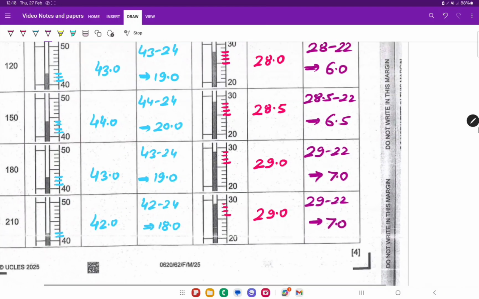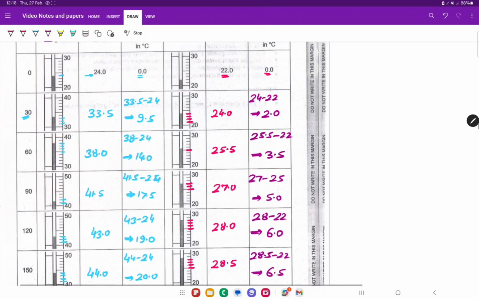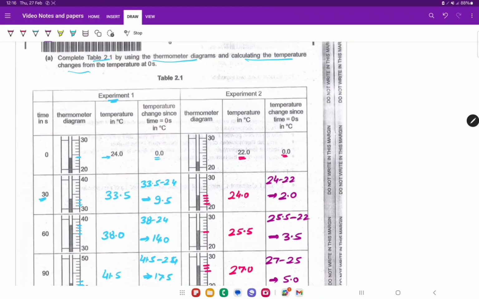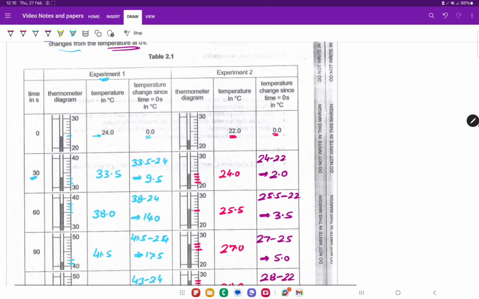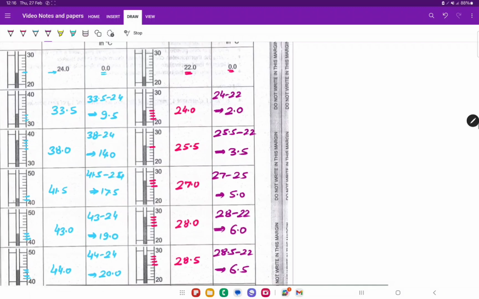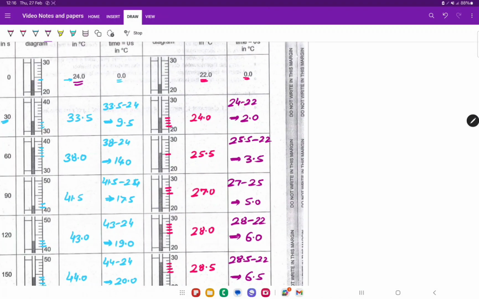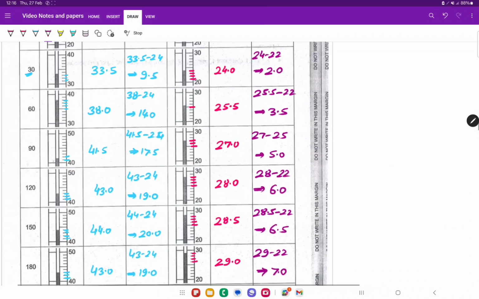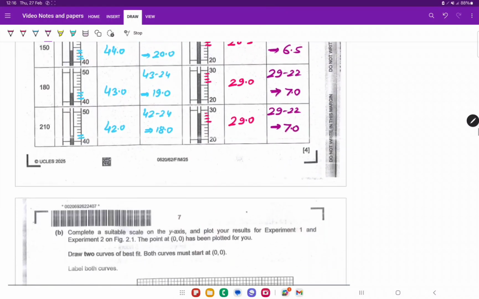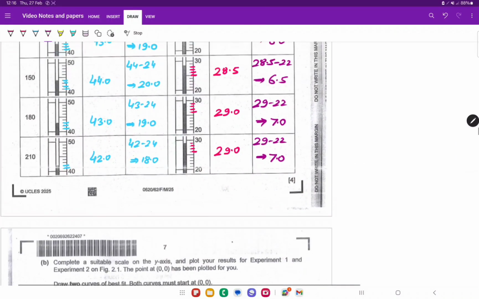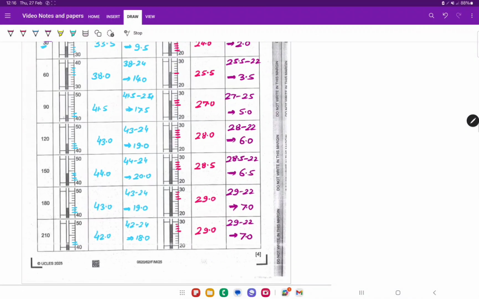Okay, so this is the data table completion. We have to take the temperature change from 0 seconds, that is, the difference between the temperature at 0 and the temperature at the given time, at 30, 60, 90 seconds and so on. This completes the table, and I think we get 4 marks for completion of this table. I hope you understood.